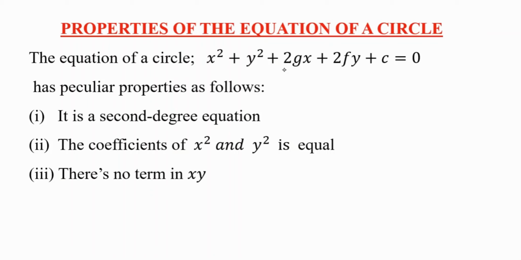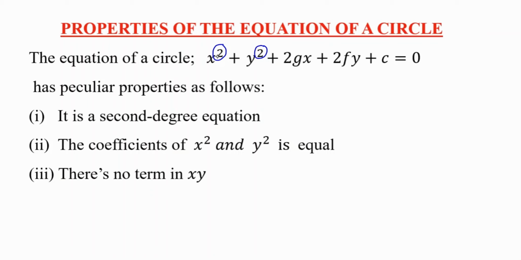Before we can term an equation of this form as an equation of a circle, it must follow these three properties. The first one says that it is a second degree equation, which simply means that the highest degree of the equation is 2. Looking at x squared plus y squared plus 2gx plus 2fy plus c is equal to 0, its highest degree here is 2. That is, the degree of x is 2, the degree of y is 2. When we come to this side, the degree of x and y is 1. So that makes it a property of the equation of a circle, emphasizing that it is a second degree equation.